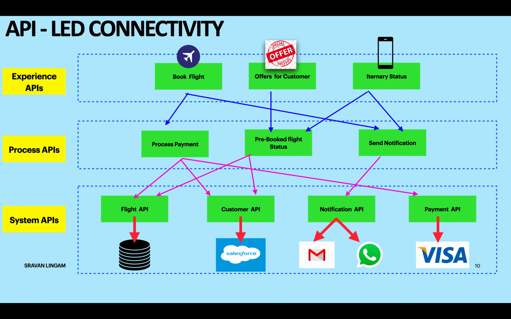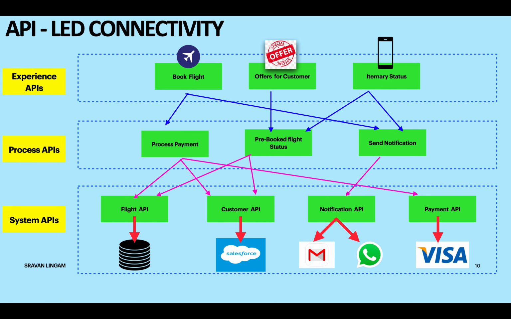Now imagine this, I told you experience APIs are exposed to customers or clients. So here I am a customer, I am going on a website to book a flight. So I will send my information, I will click on book flight. Internally book flight is calling process payment and send notification, and process payment internally is calling flight information, customer information, payment to serve your purpose.